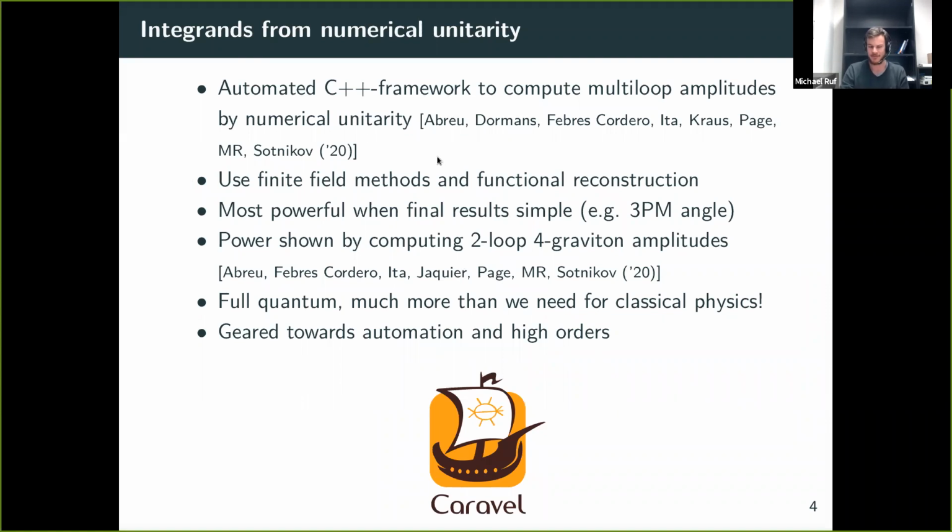Just a quick thing, which I'm basically obliged to bring up at this point. There's also another nice way to compute integrands, which is by using numerical unitarity. We just recently published our code for doing this. And we used this code to compute the two-loop four-graviton amplitudes, the full quantum ones, that is, which is a much harder problem than the classical physics. You should look out for this, and in the future we will definitely use this to get some state-of-the-art computations there.